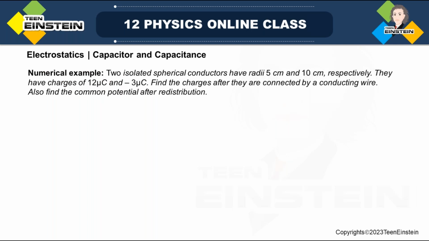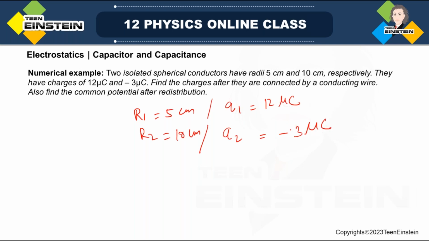See, two isolated spherical conductors are given. Suppose R1 is 5 centimeters and R2 is 10 centimeters. They have charges Q1 of 12 microcoulomb and minus 3 microcoulomb. Find the charges after they are connected by a conducting wire, and also find the common potential after distribution of charges. So how do we do that?